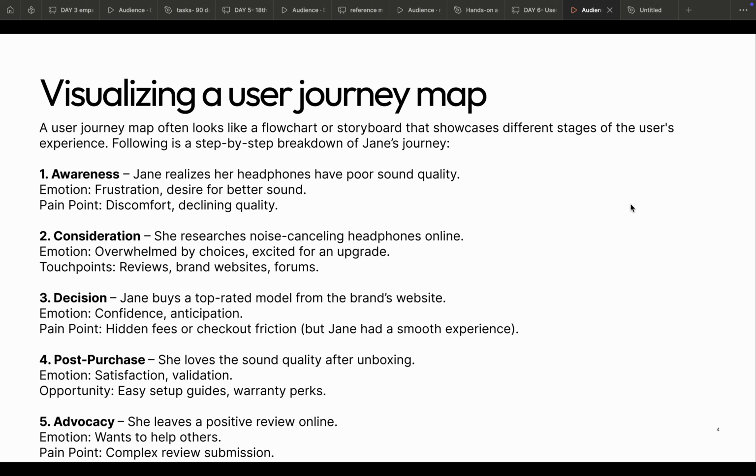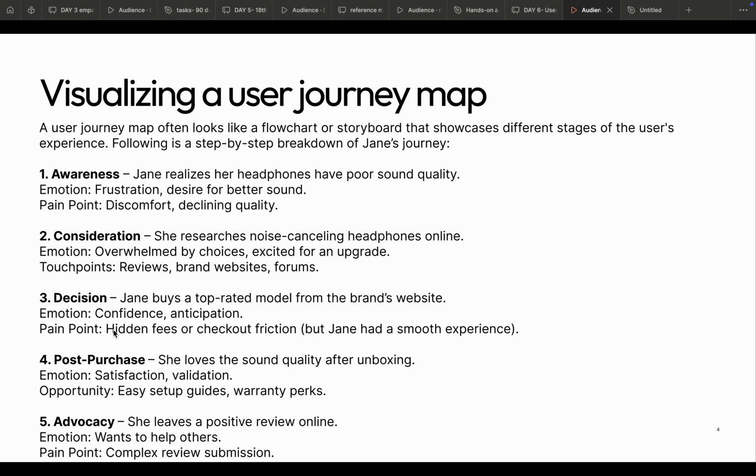So what are the touch points here? What is she clicking and seeing? She is clicking the reviews, the brand websites, and the forums where people are discussing noise cancelling headphones online. Okay, and she is also viewing different brands, and her decision is to buy a top rated model from the brand's website. So she is considering the reputed brand only. Since she is considering a reputed brand, her confidence is high and she is also anticipating.